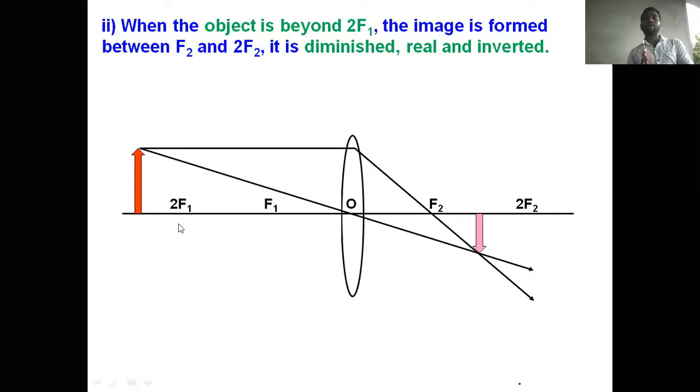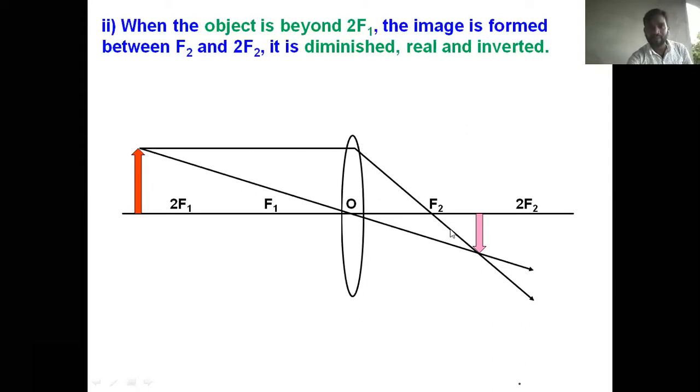So here I placed the object beyond 2f1. So this is 2f1, and I placed it beyond 2f1. So this much size I placed the object. Now consider two rays. One ray passes parallel to the principal axis, and the other ray passes through the optic center. As we know, a ray passing through the optic center doesn't undergo any deviation after refraction. And also, if a ray passes parallel to the principal axis, after refraction it passes through the focus point.